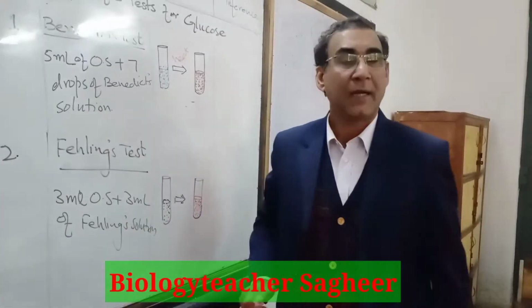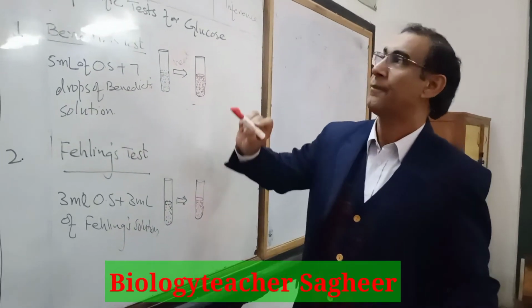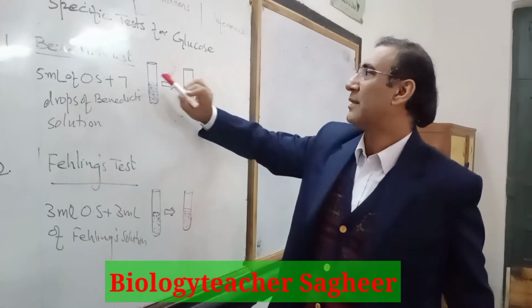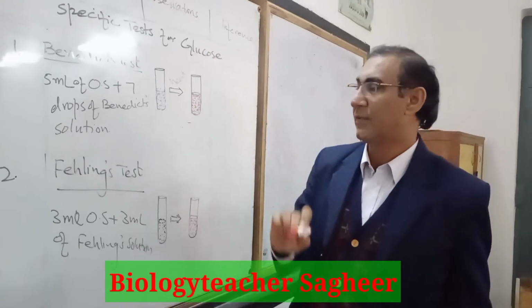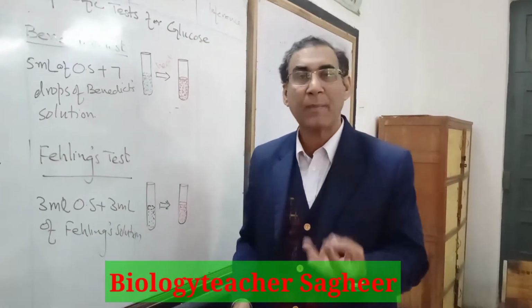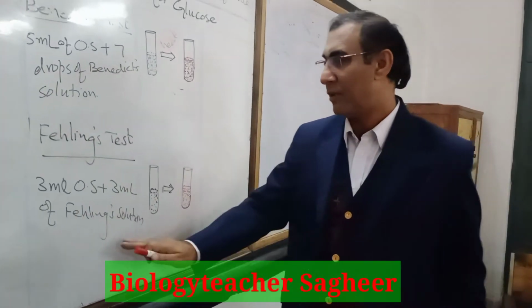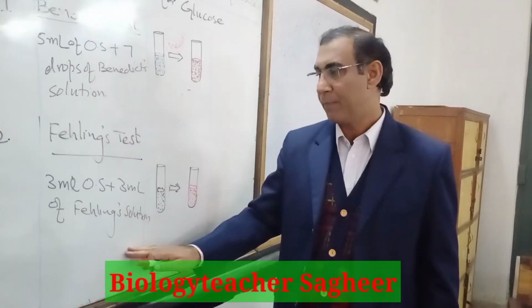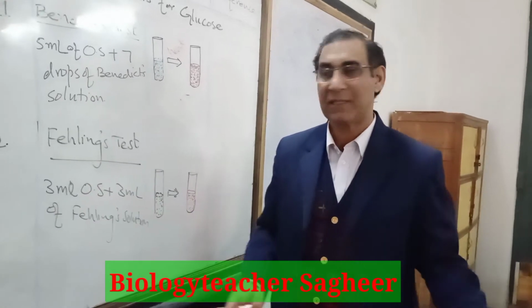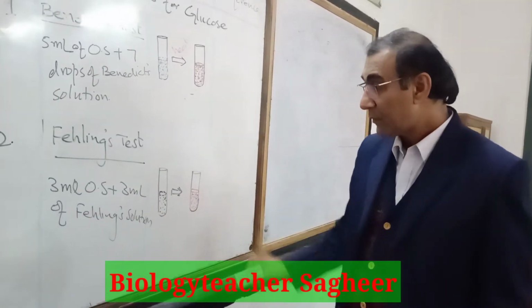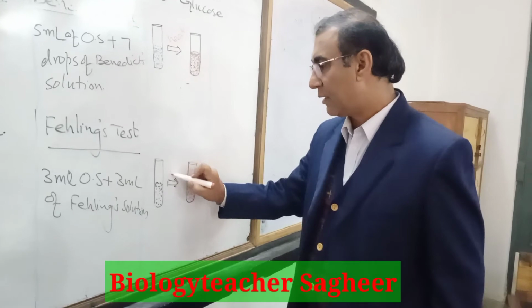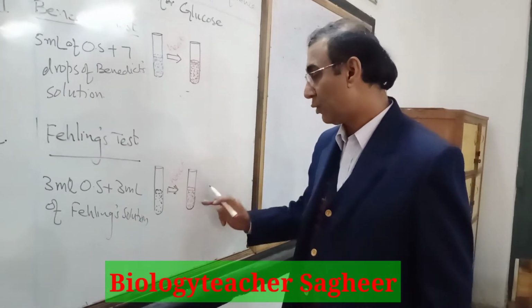Fehling's test is also used for testing the presence of glucose in a given solution. You have to take 3 ml of original solution and an equal volume of Fehling solution. Original solution is the given solution. After heating, the same result is shown.